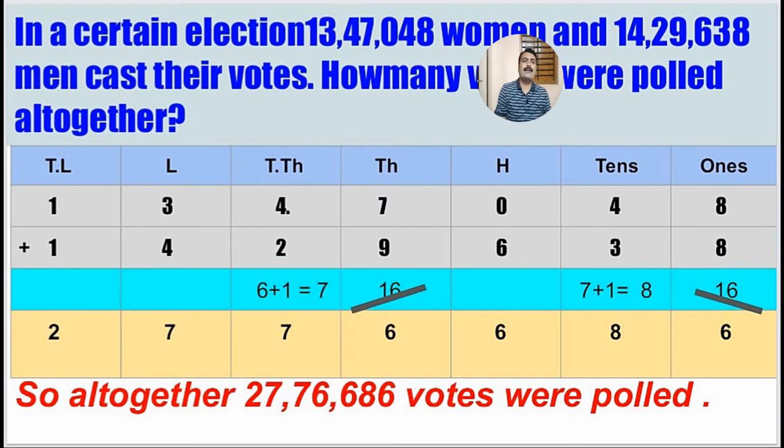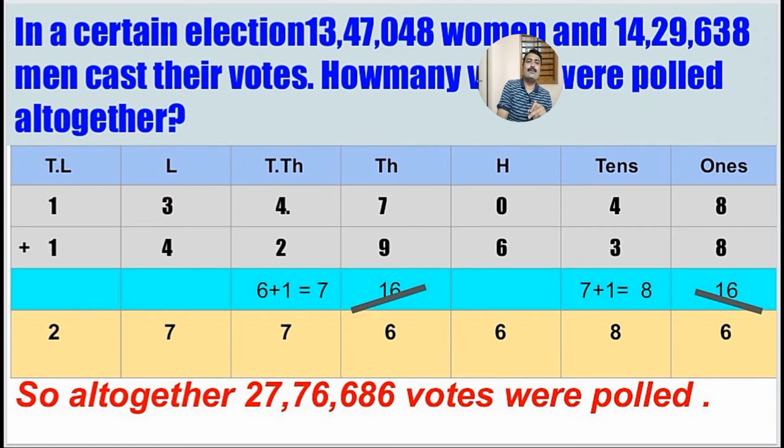After that we have to arrange the number of women and the number of men in those columns. So first I am trying to write down the number of women. While arranging the number of women, look at how we can arrange that number in the proper way. 13,47,048. While arranging that, 8 we continue in ones, 4 into tens, 0 into 100, 7 into 1000, 4 into 10,000, 3 into lakh and 1 into 10 lakh. After that we take the plus sign.